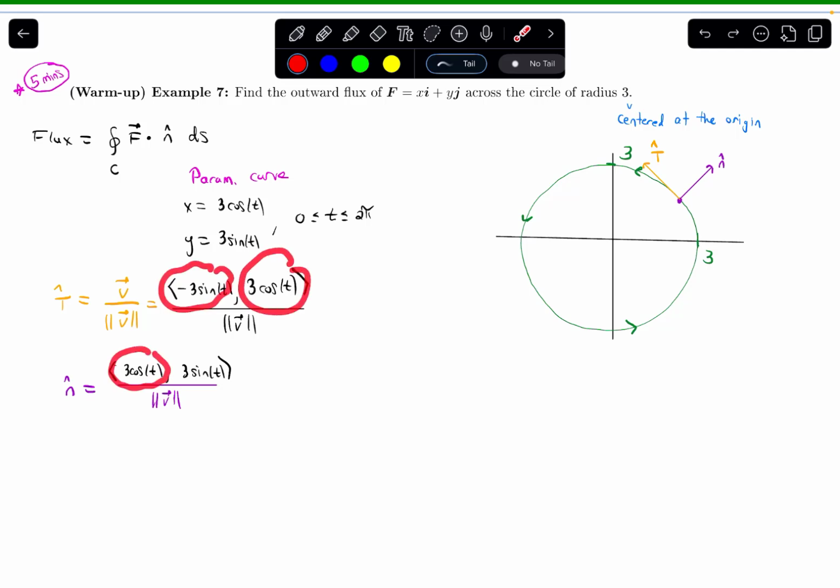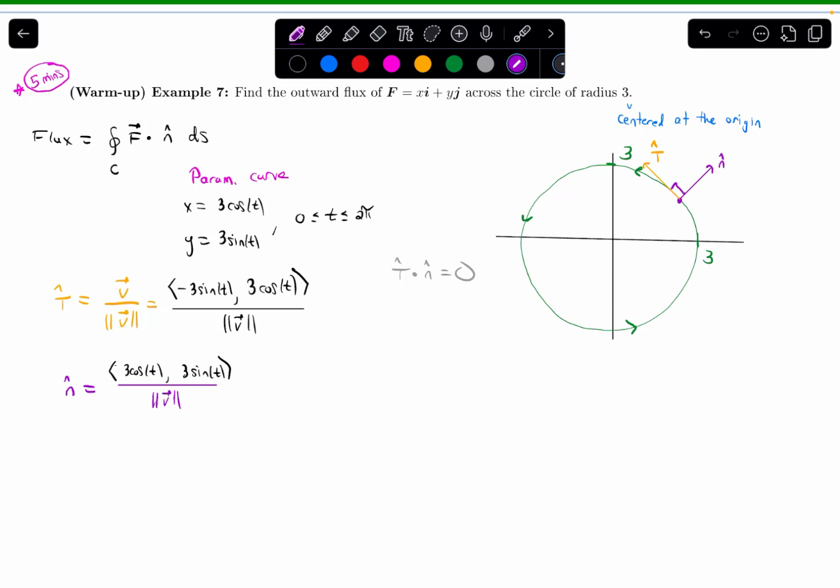Multiplying the y's, you get positive 9 sine times cosine. So those will add up to 0. So I see that when I do this, the tangent vector dotted with that unit normal vector is 0. So they are perpendicular. They are normal to each other.